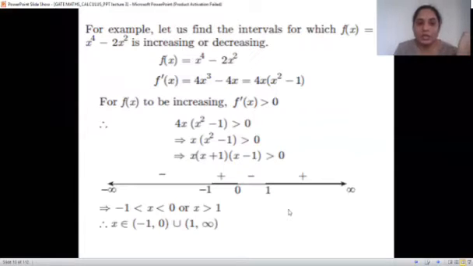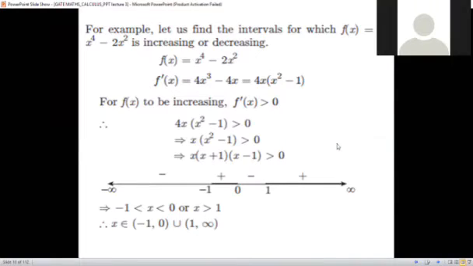That is where the function is increasing. So I want to ask you now about the decreasing function. What is the interval of the decreasing function? Anyone? Just unmute and tell me the answer. What will be the interval where the function is decreasing? Minus infinity comma minus 1 union 0 comma 1. Very nice.